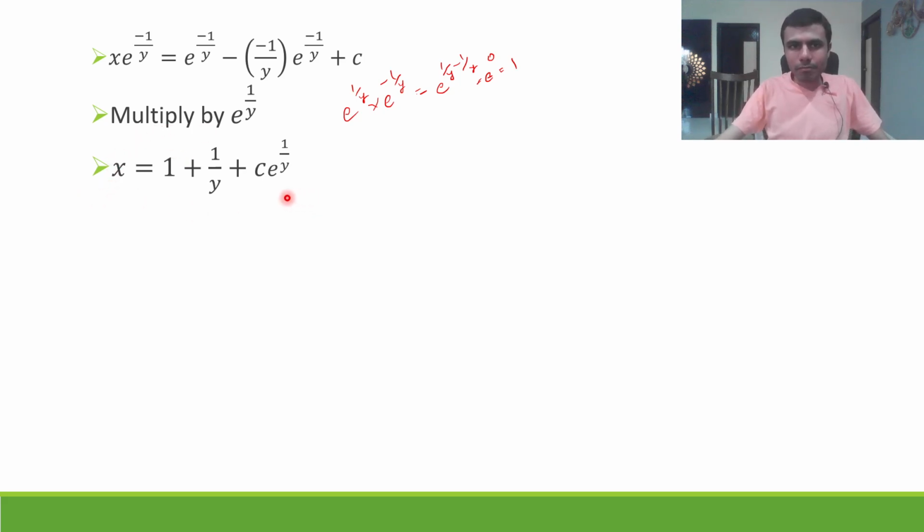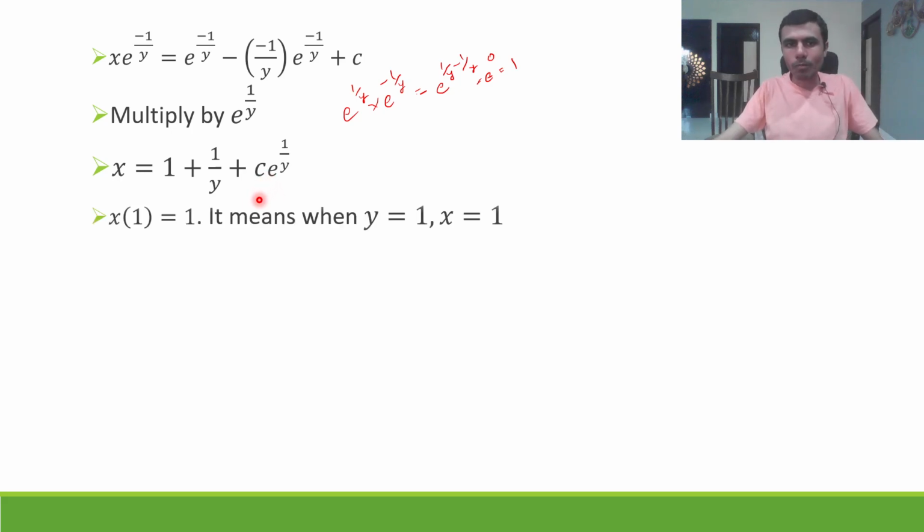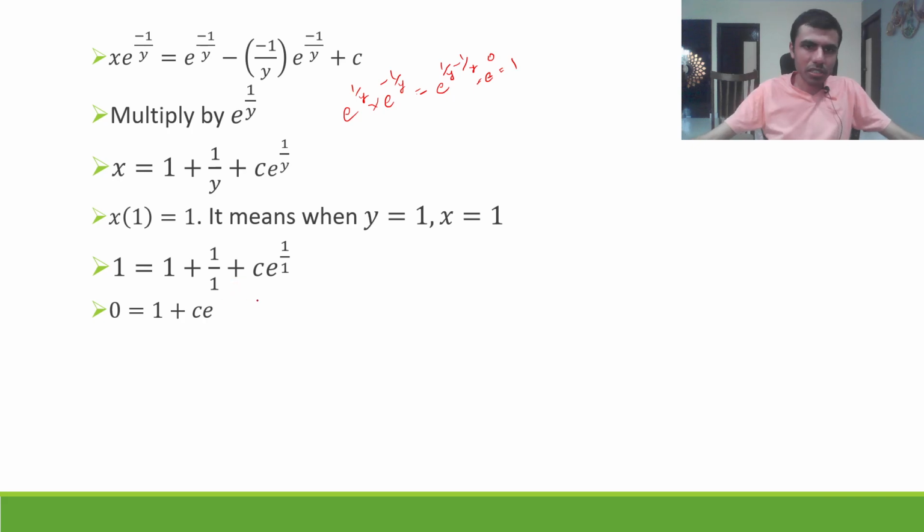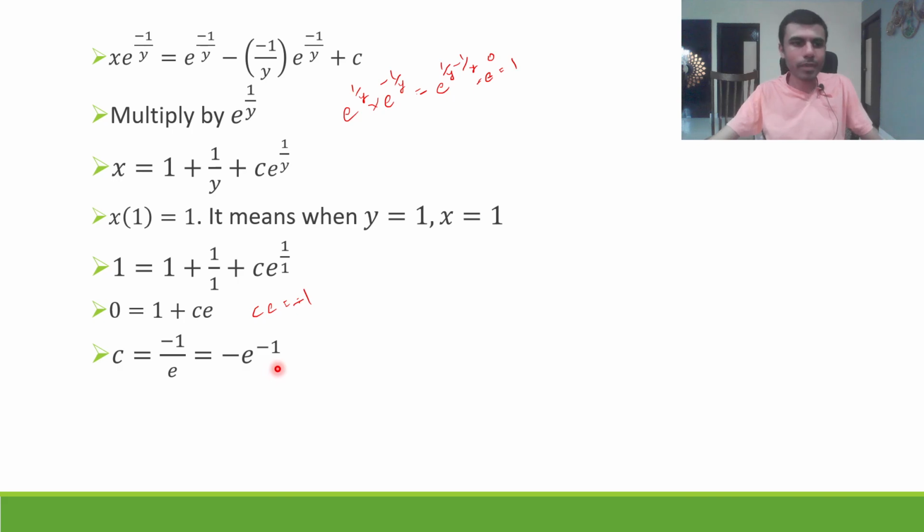Now, we need to find out the value of c, right? We did not get it yet. So, x of 1 is equal to 1. That means when y is 1, x is equal to 1. Put x and y as 1 in this. So, 1 is equal to 1 plus 1 by 1 plus c into e power 1 by 1, so 0 is equal to 1 plus c, so c will be equal to minus 1 by e, which is minus e power minus 1.